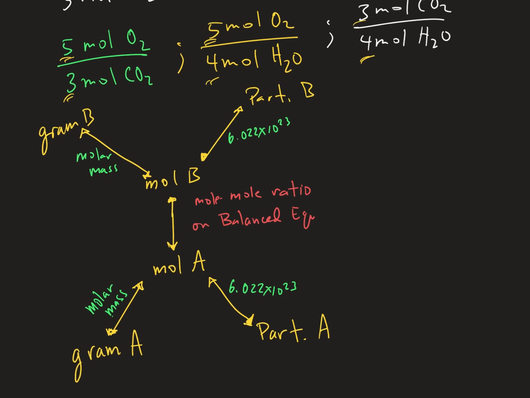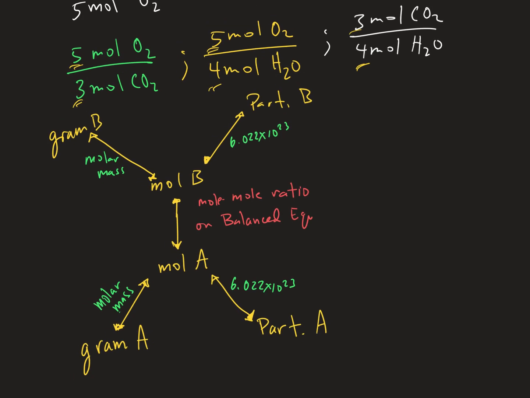So now let's talk about the steps to stoichiometry. Step 1. This is the most important step. If you don't do this step, you're going to get it wrong 99% of the time. This is balance the equation.